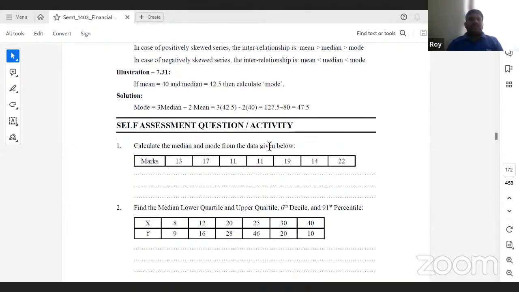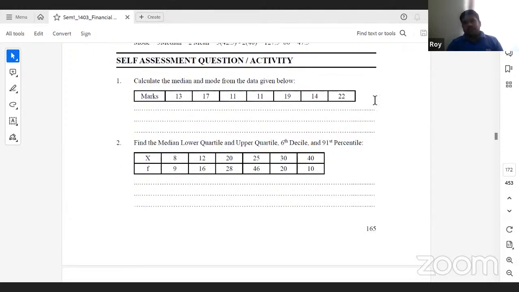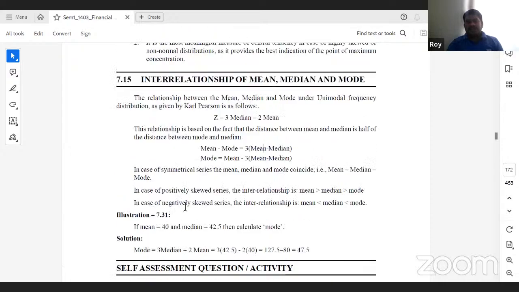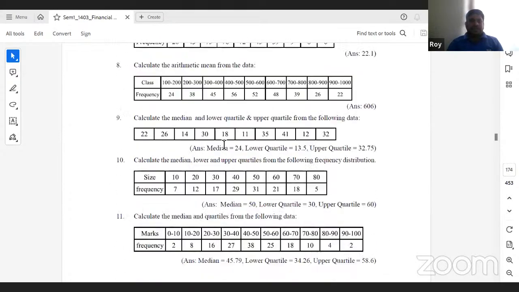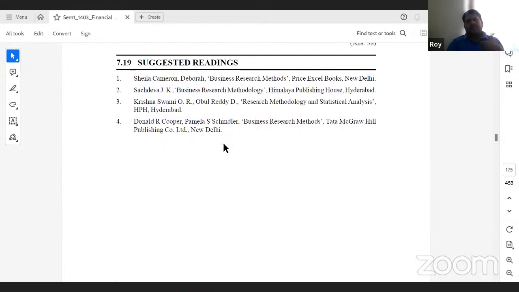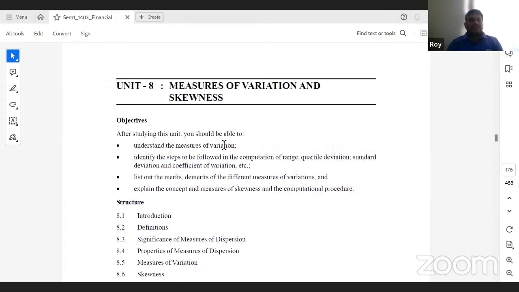Calculate the median and mode from the data given. Okay, and you can calculate mode. We know that. Which one is the frequencies? Median. Calculate the median, lower quartile and upper quartile, 6th decile and 21st percentile. Okay, calculate based on using these other formulas. You will get these things. Okay, this is the summary. The basic things you understand, and advanced things you try.